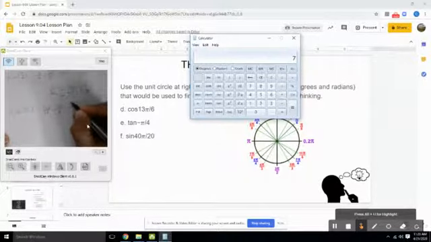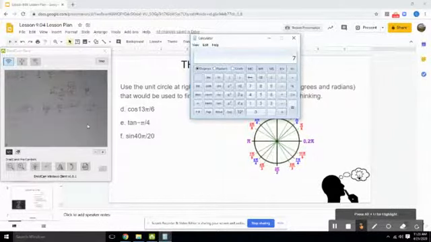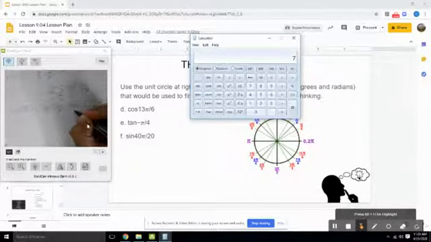Now, what else do we know about 360 degrees? We know from our little sketch that going right around the circle one time is going to be 360 degrees. Okay? 360 degrees is the same as 2 pi from our very first lesson.